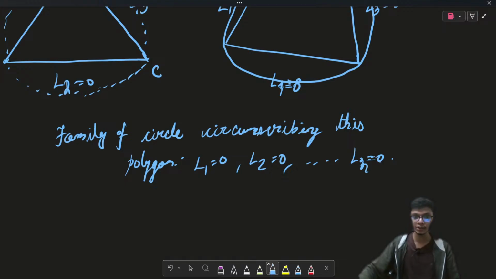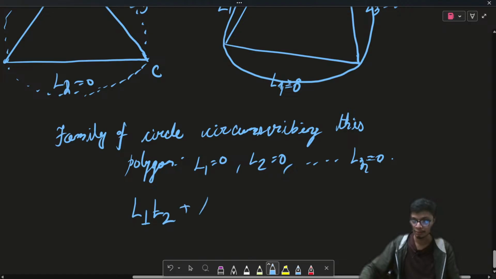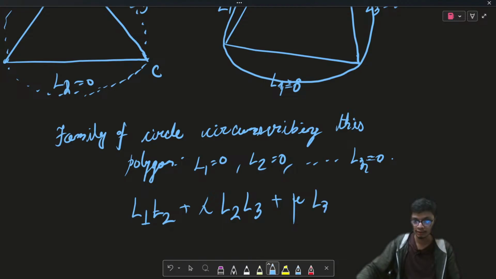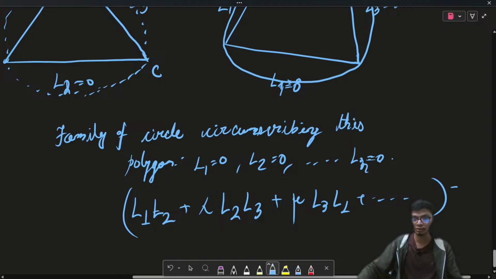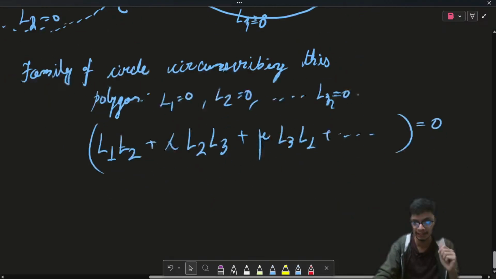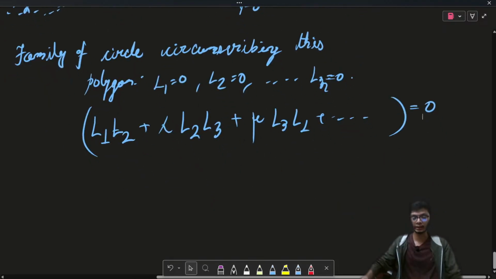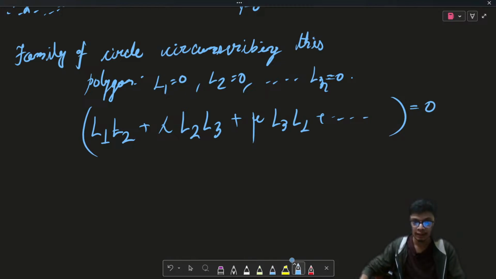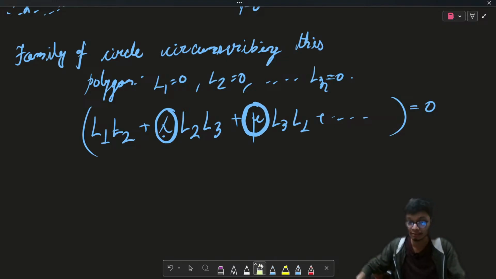So if I need to generate the equation, it is simply given as L1 L2 plus lambda times L2 L3 plus mu times L3 L1 plus other variables, and we can generate all possible combinations of these products, and that should be equal to 0. Please make sure that when you are doing this product, you take care of one condition, because you have multiple parameters this time instead of only one. These are lambda, mu, and such parameters, right?